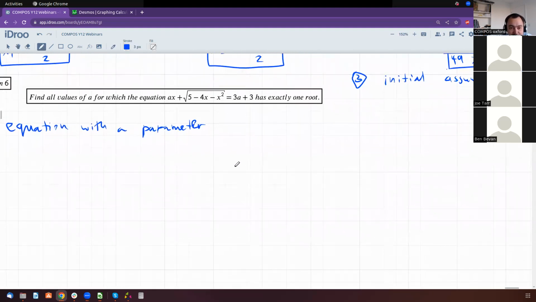Well, we can certainly start saying, imagine A is 0, and we look at the equation. What happens if A is 0? And then we do A is 1, A is 2. But obviously that won't work, because you need all the possibilities. You need all the numbers. So let's try to wiggle around. So ax plus square root of 5 minus 4x minus x squared equals 3a plus 3. I would obviously leave the square root separately, so I'll put this here, minus ax.